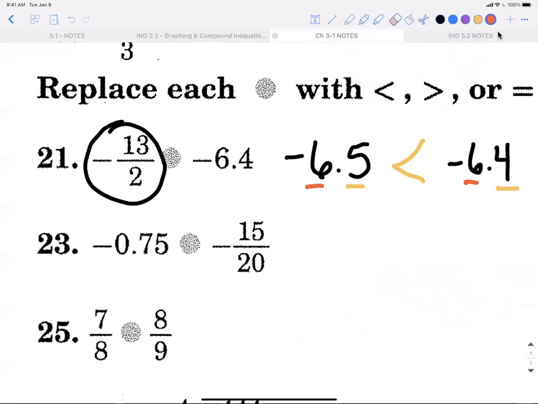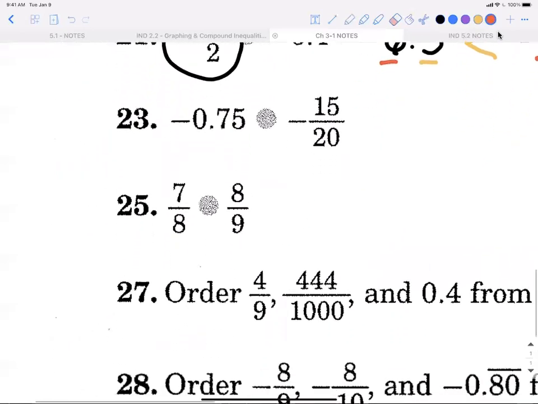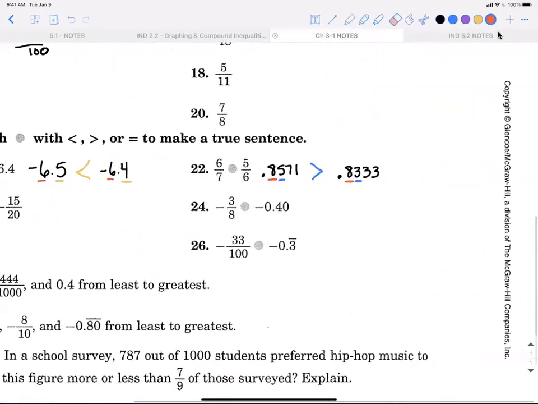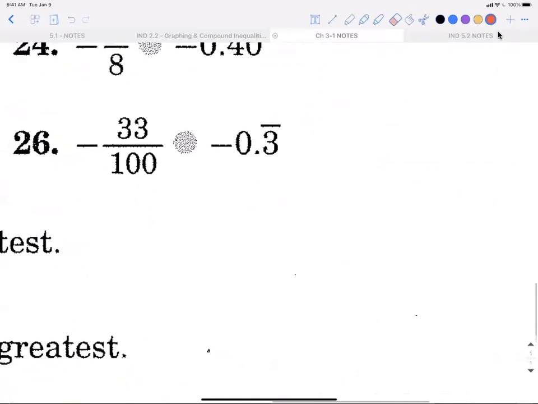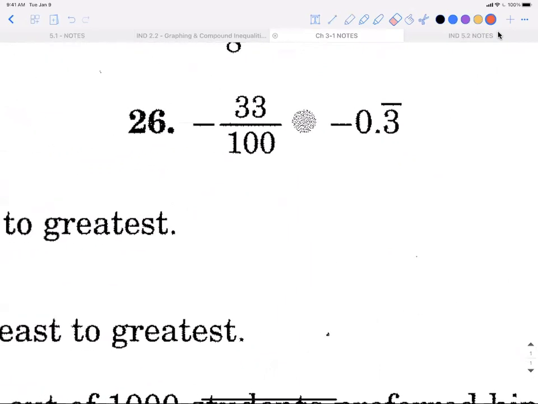All right, I want to do a couple more examples. I'm going to do just one more. Where is it? Number 26. There it is, right there. And I want to do this one specifically to show you what I mean about getting your decimals matching as far as how long they are, okay? So the first thing I'm going to do is convert negative 33 over 100 to a decimal.